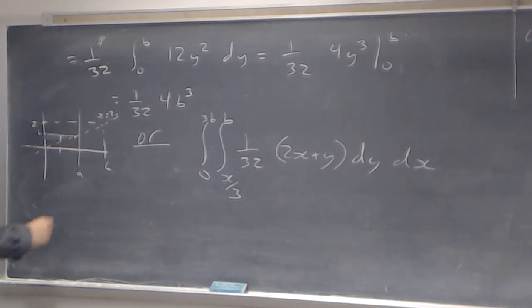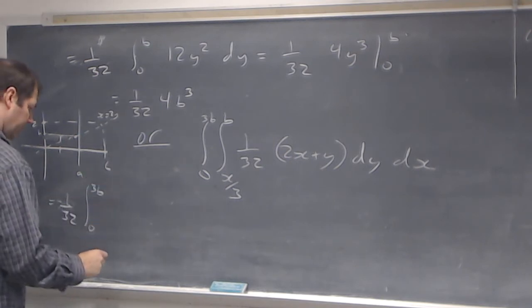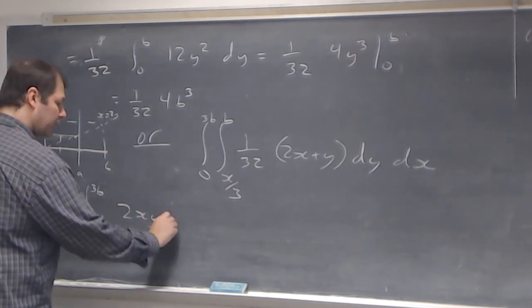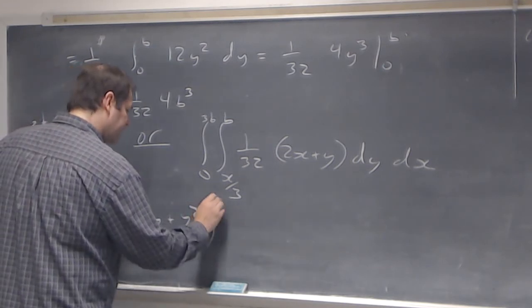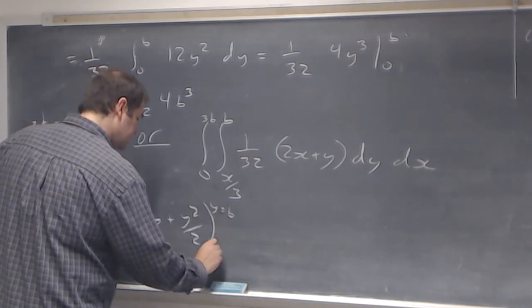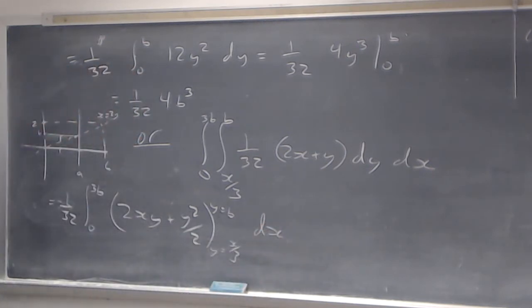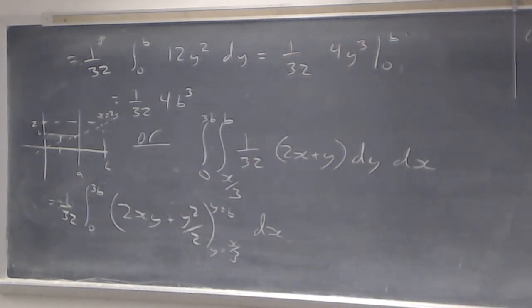Let's take a look at it. This is going to be equal to, okay, integral from 0, I'm going to pull out the 1 over 32, 0 to 3b. Here, I'm integrating with respect to y, so I get 2xy plus y squared over 2. I want to evaluate that from y running from b, this is a y value, b to y equaling x over 3, and dx. Okay, so we stick in those particular values using the fundamental theorem of calculus.